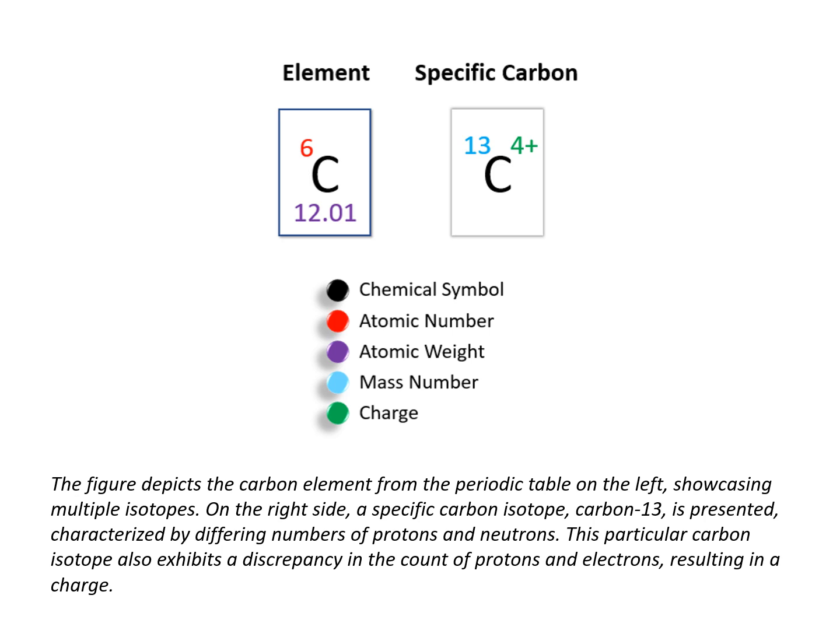On the right is carbon-13, an isotope of carbon. It has the same number of protons, but 1 extra neutron in the nucleus. This version also has fewer electrons than protons, giving it a 4+ charge. So, it's both an isotope due to the different number of neutrons, and an ion due to the charge imbalance.